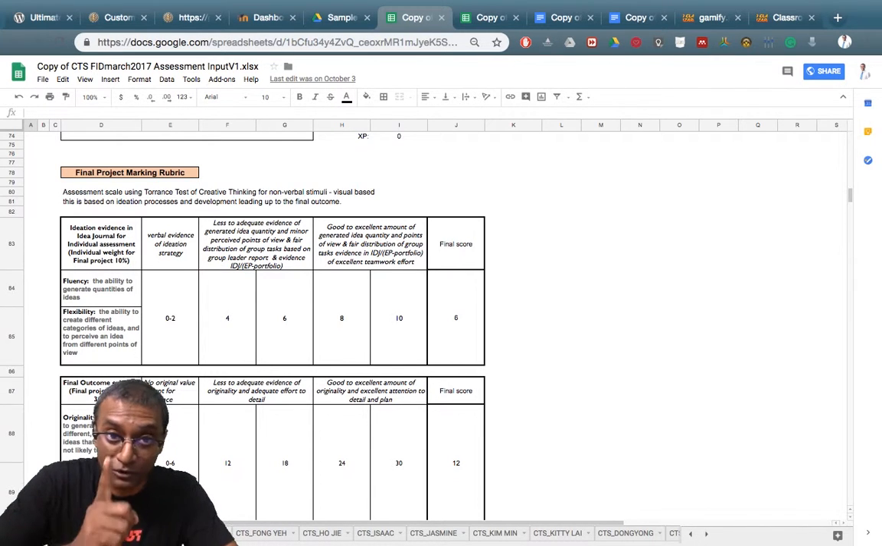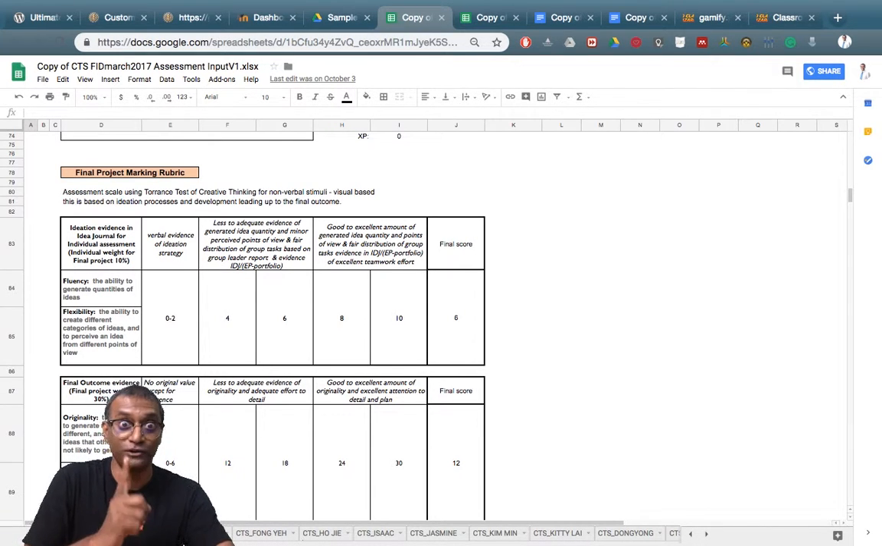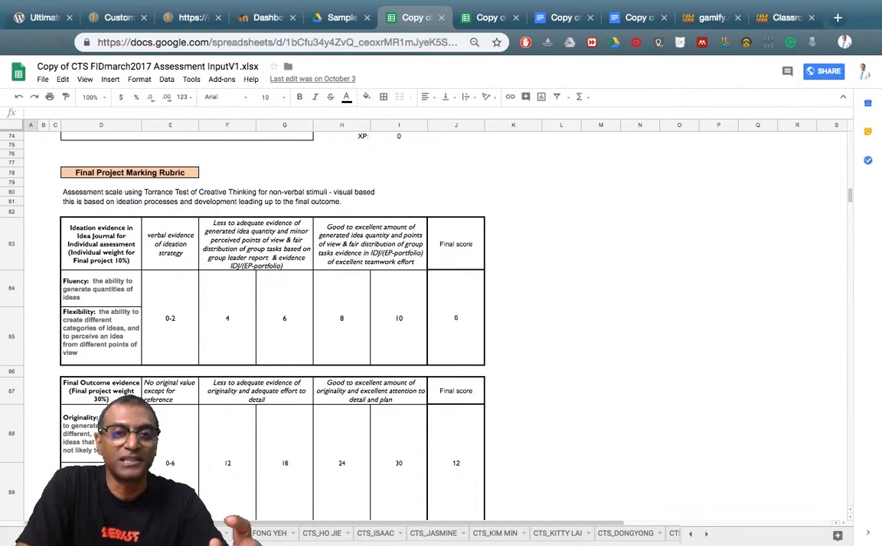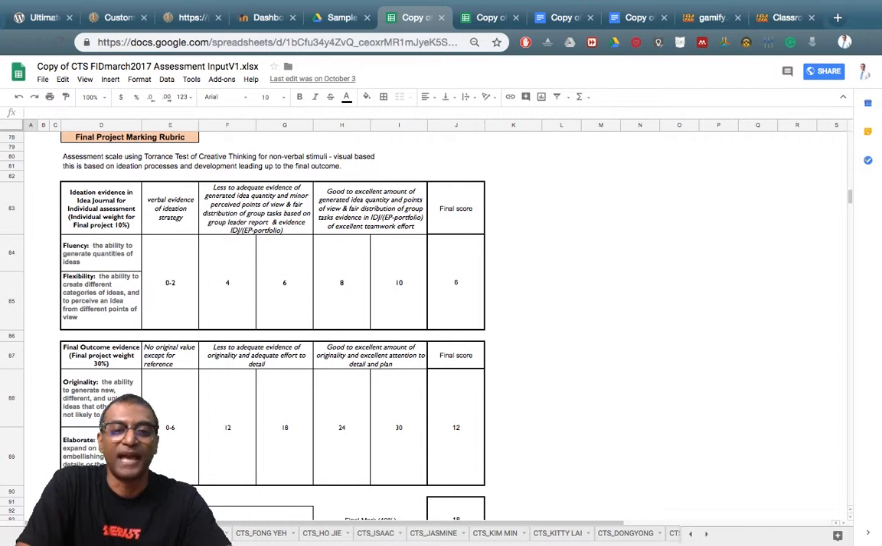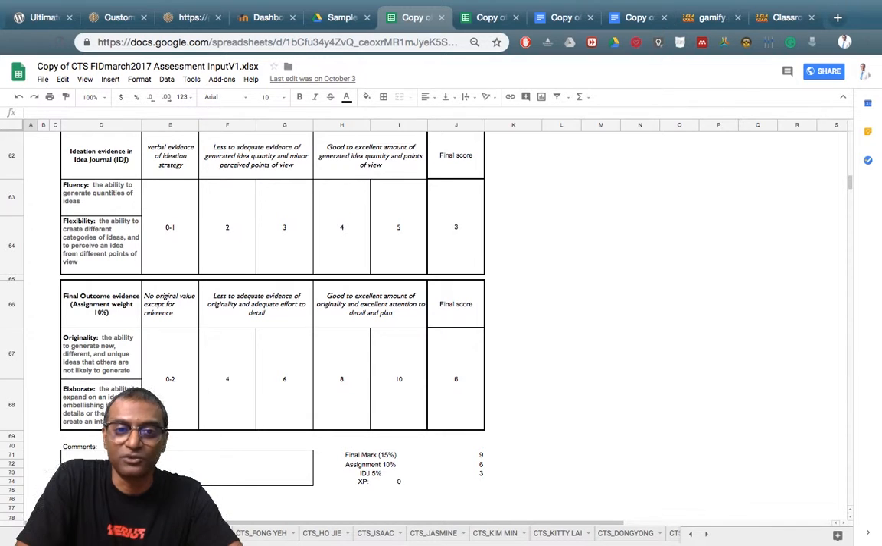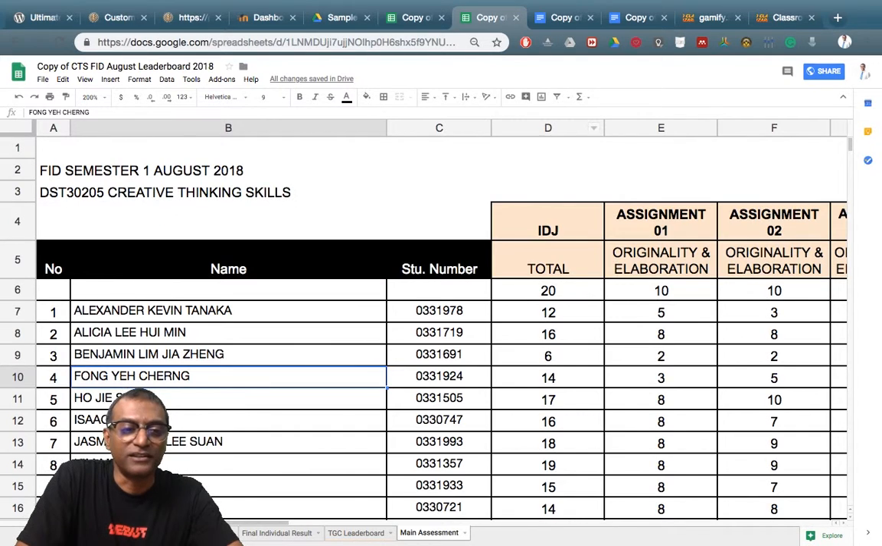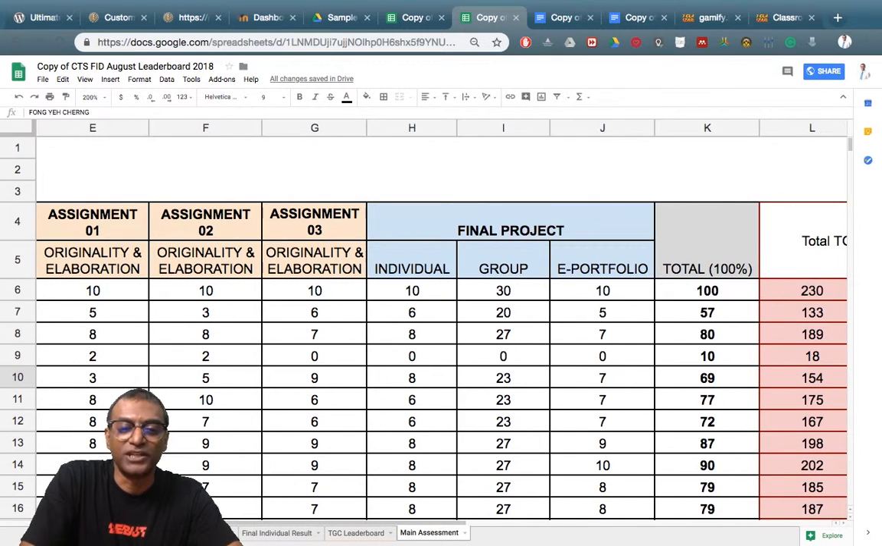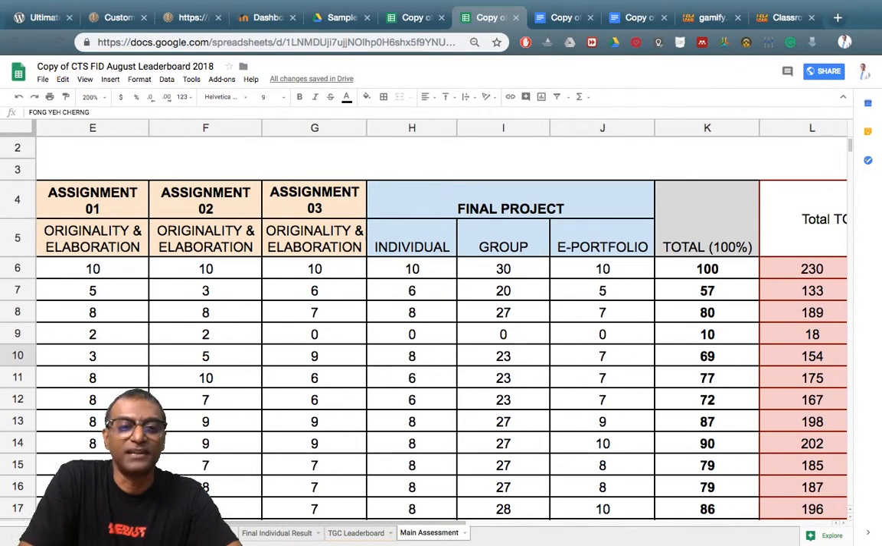If you do not download those notes, then you do not know what's going on. I'm just telling you what's in the rubric. This rubric is specifically done for you, and that's the only place where we put the marks in, because once your marks are in there, they go straight to your main assessment sheet, like what you're looking at right here.